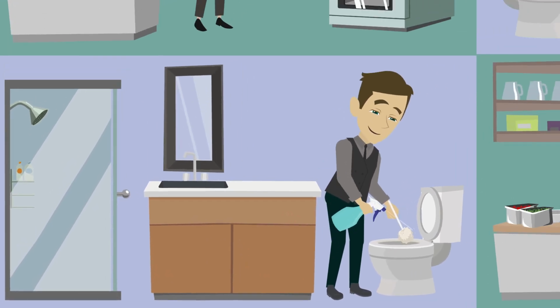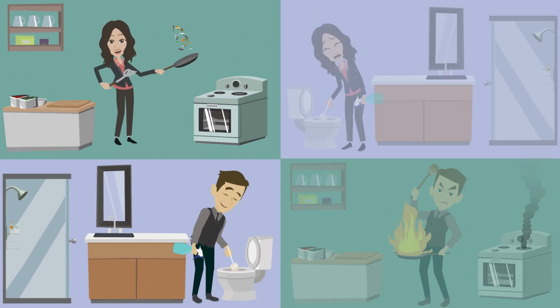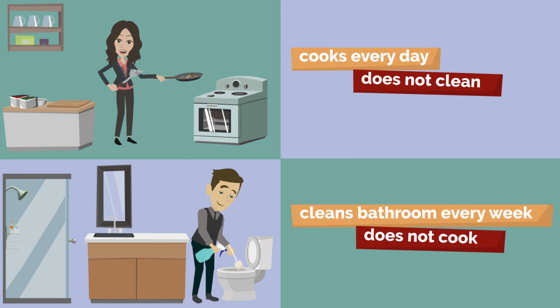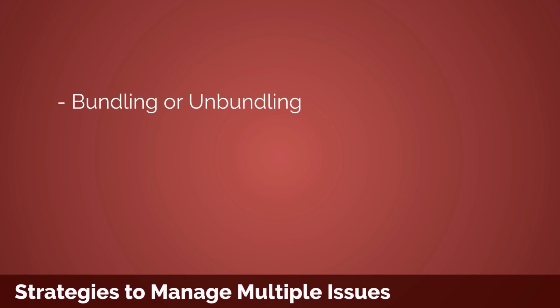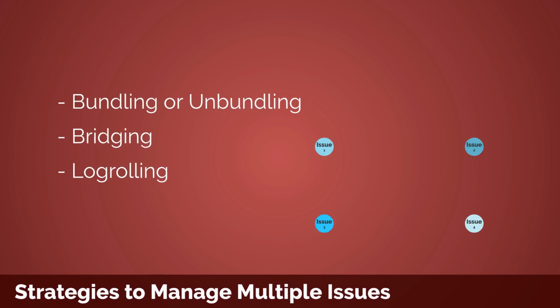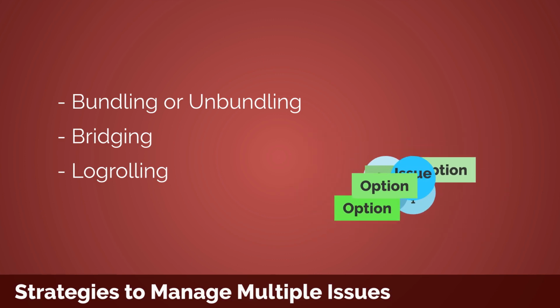When you're willing to concede ground on issues that are less important in order to obtain a better outcome on a more valued issue, you can increase the chances of an agreement that everyone can live with. How can you get to the point where you bundle, unbundle, bridge, or log roll? Well, you figure out what all the issues might be and try out a bunch of different combinations of those issues.